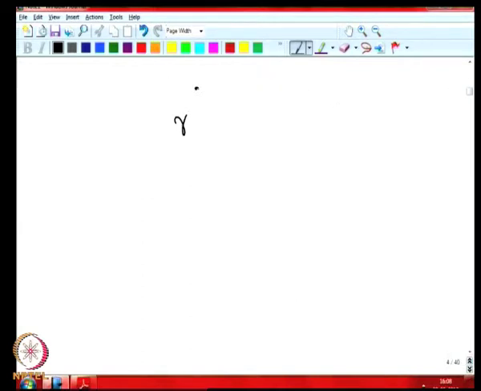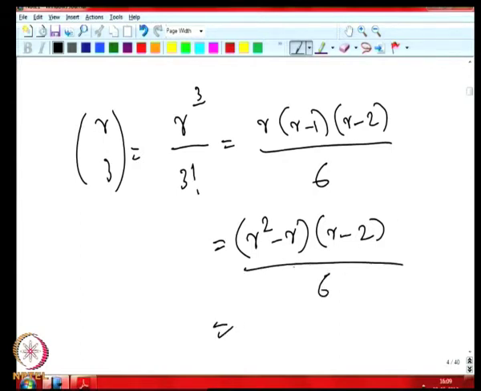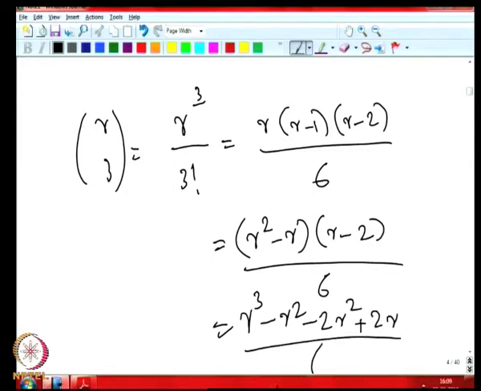For instance, r to the 3 falling factorial divided by 3 factorial, which is r choose 3, will be r into r minus 1 into r minus 2 divided by 6, which is r square minus r into r minus 2. I multiplied it first and divided by 6, which is again multiplying, r cube minus r square minus 2 r square, and then plus 2 r, divided by 6. That is r cube minus 2 r square minus r square, that is total minus 3 r square, and plus 2 r divided by 6.